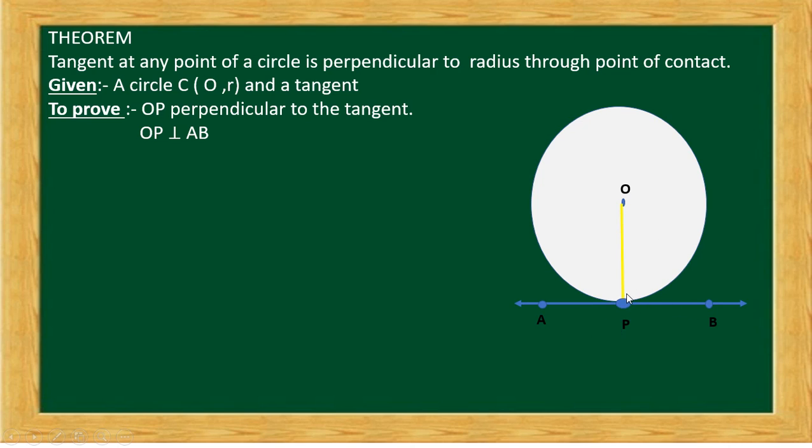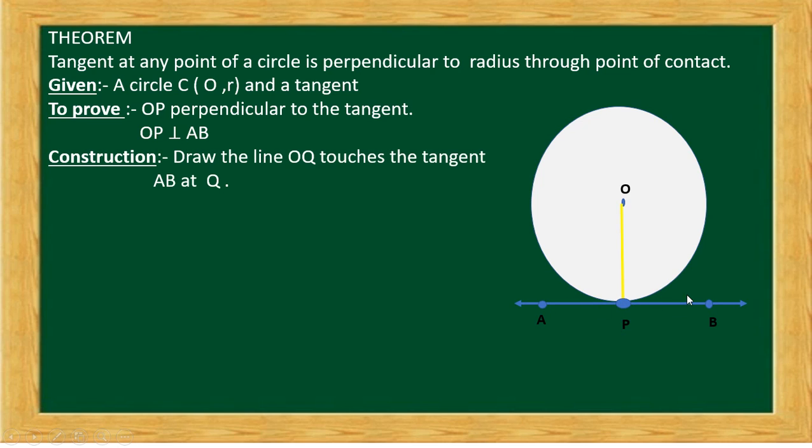For proving this, we construct a line segment by taking a point Q on the tangent AB and join O to this point Q. So OQ is the line which we have to construct for proving the theorem. Now for proving this, we have this line OP. Now P is the point on the boundary of the circle, O is the center of the circle, that is, OP is the radius of the circle. So we can write OP is the radius, that is R.